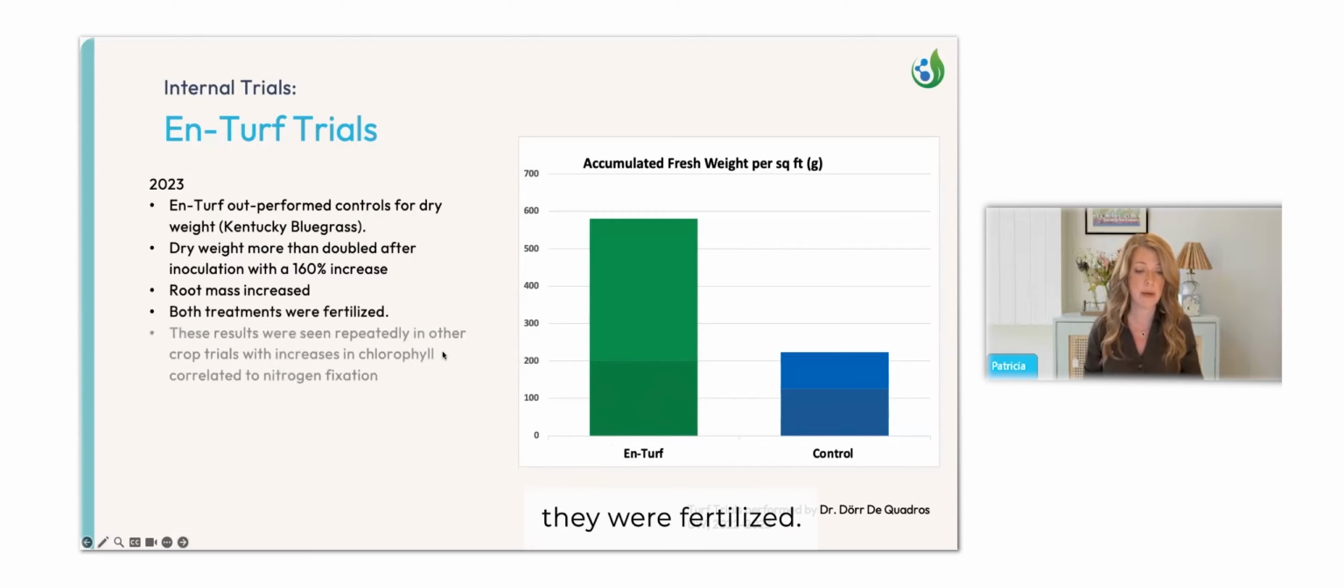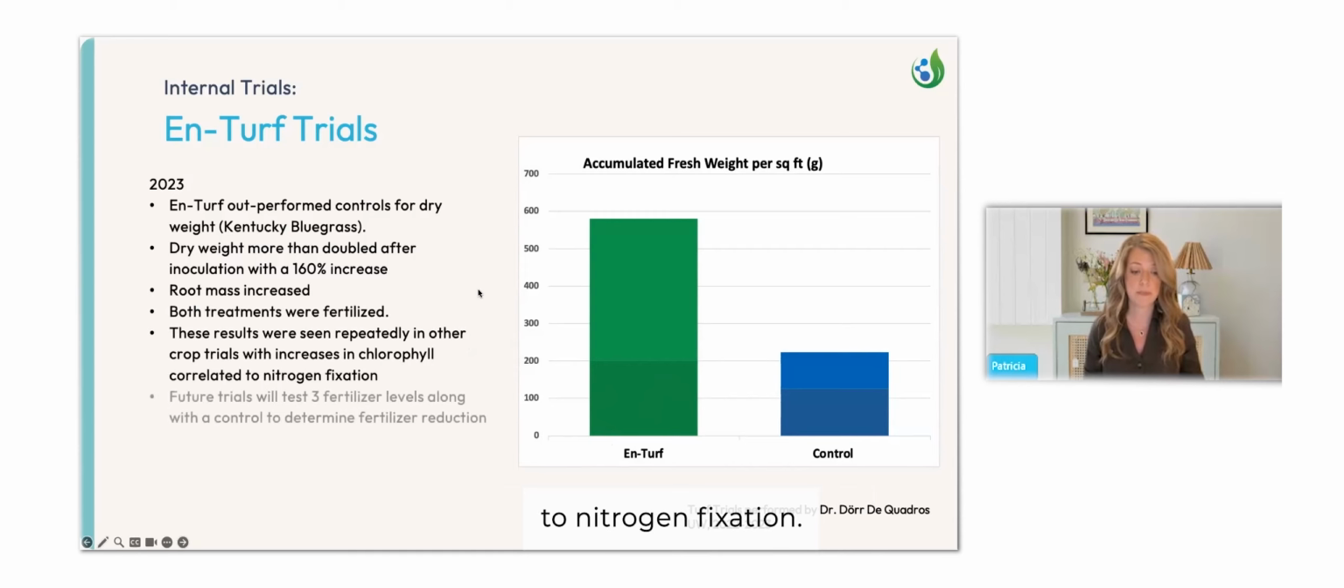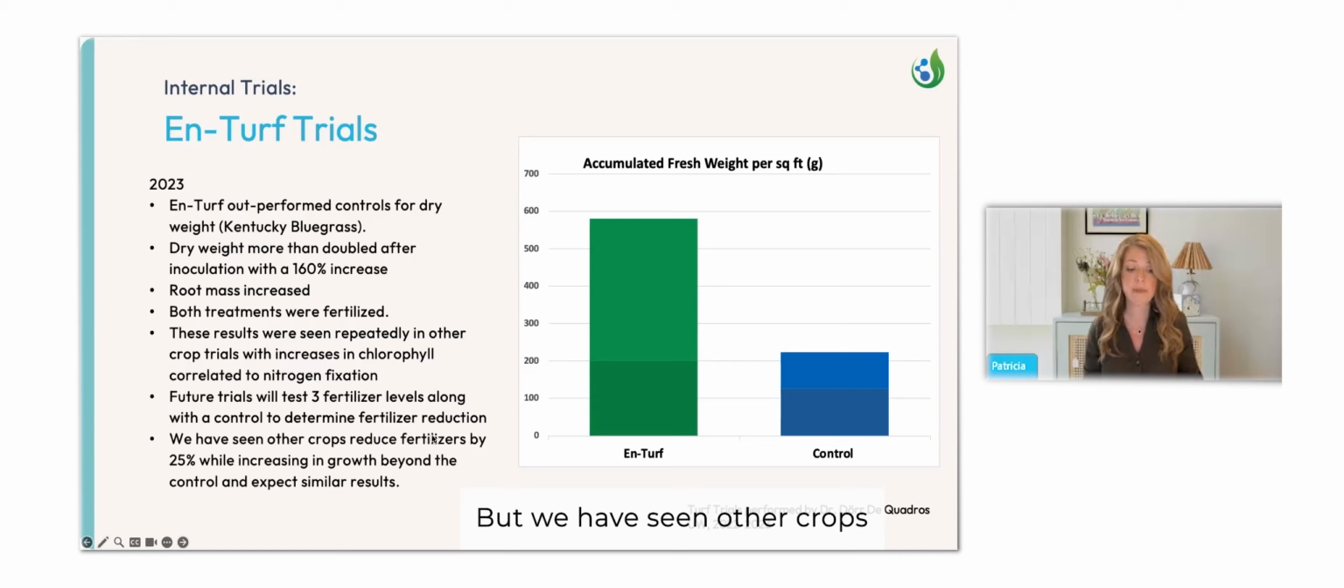Both treatments, like I said, were fertilized, and these results we have seen repeatedly in other crop trials with increases in chlorophyll that were directly correlated to nitrogen fixation. So we are planning to do future trials, and in those trials, we will test 3 fertilizer levels along with a control to determine fertilizer reduction, how much we can. But we have seen other crops that we've tested in our internal trials reduce fertilizers by 25% while increasing growth beyond the control, and we expect to see similar results.